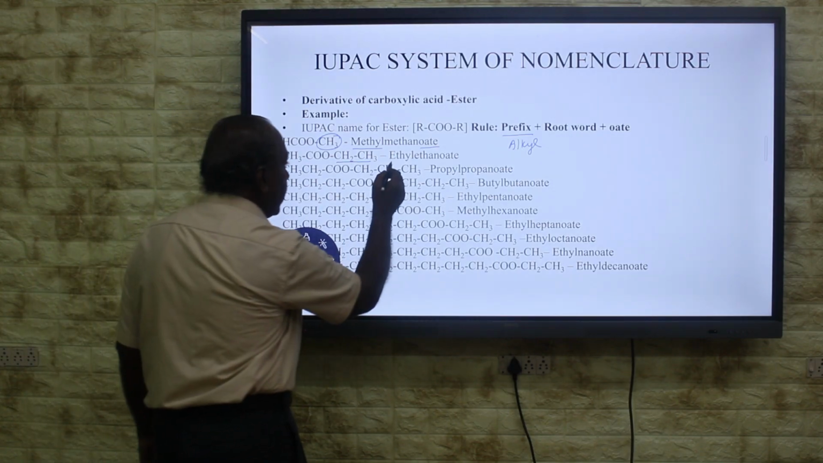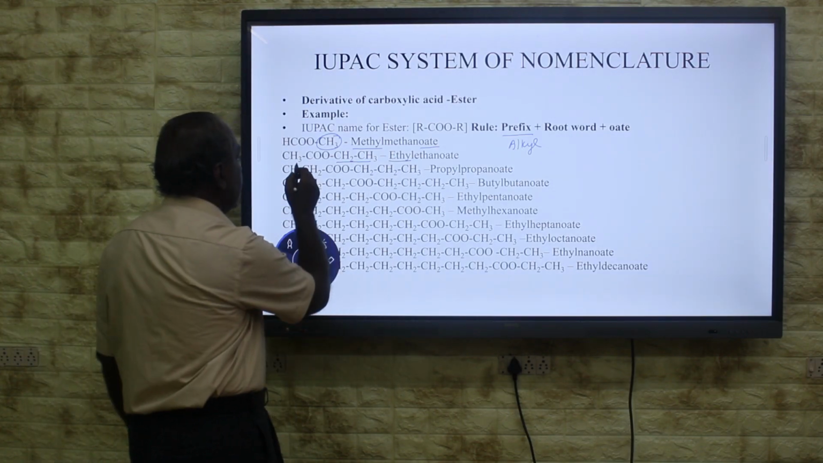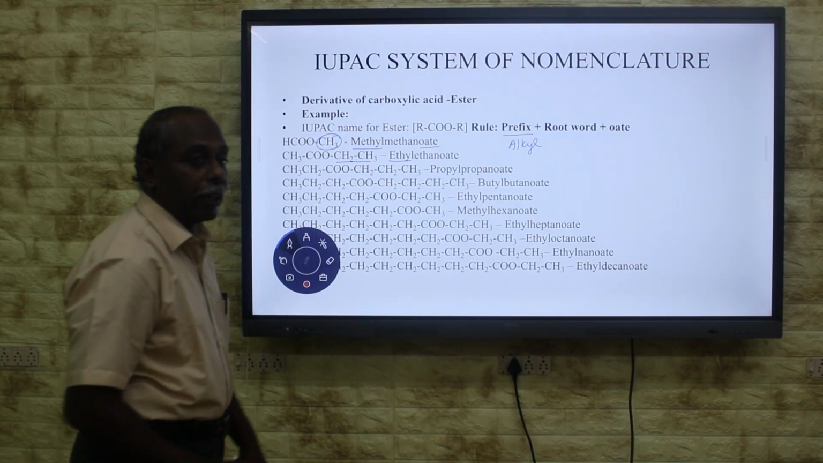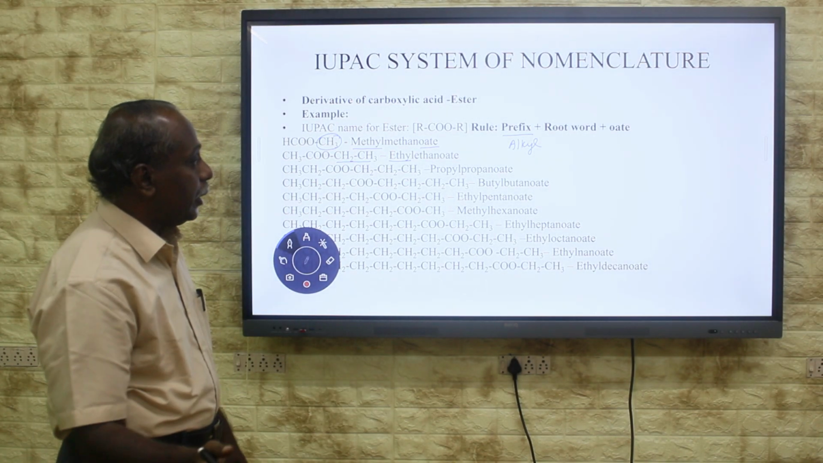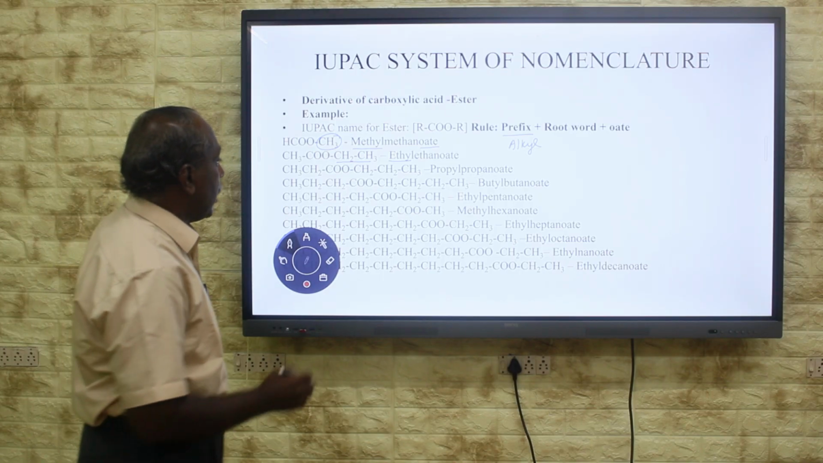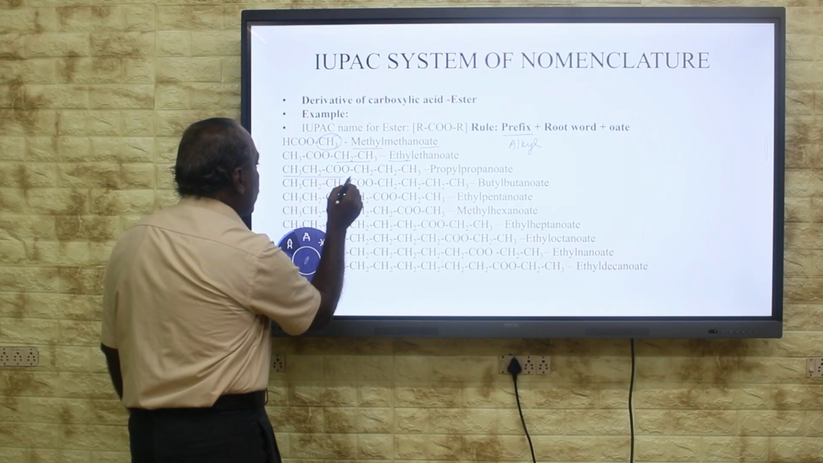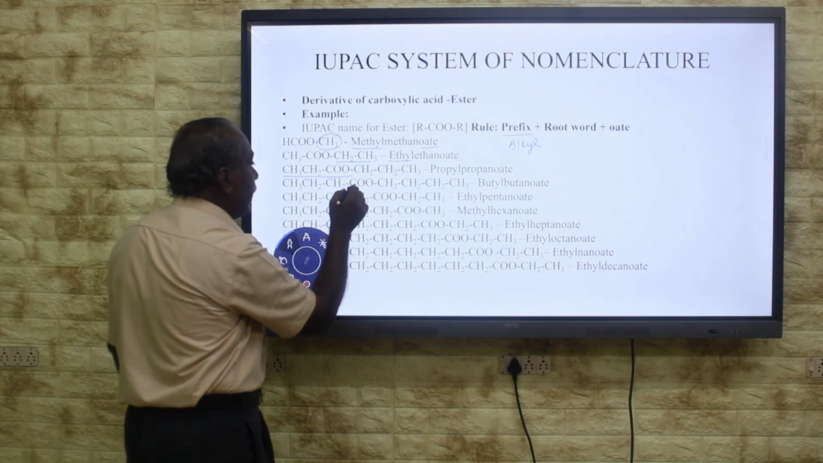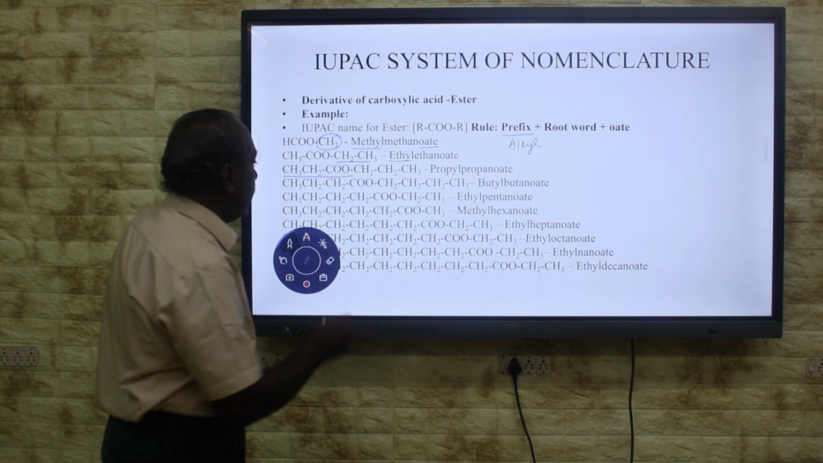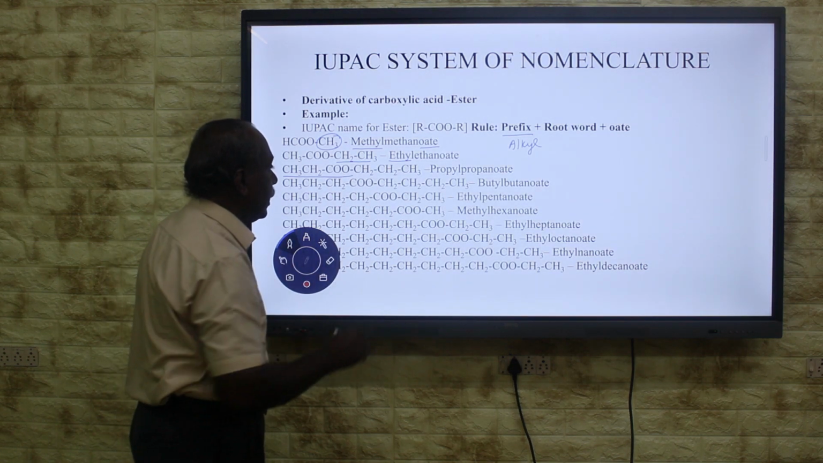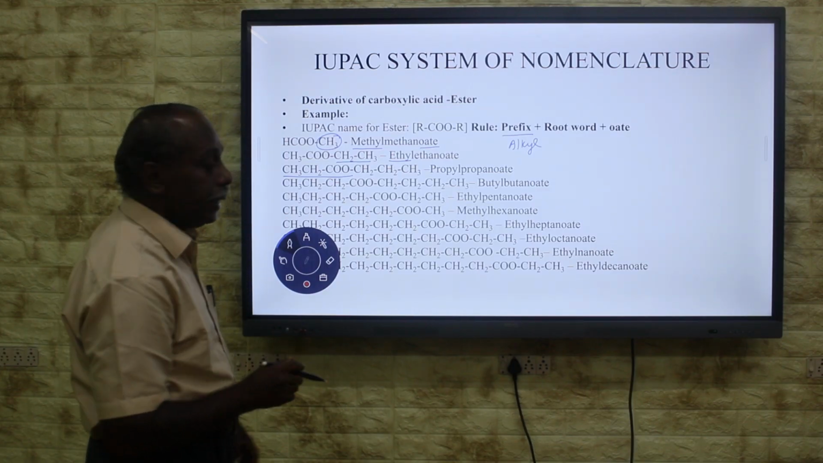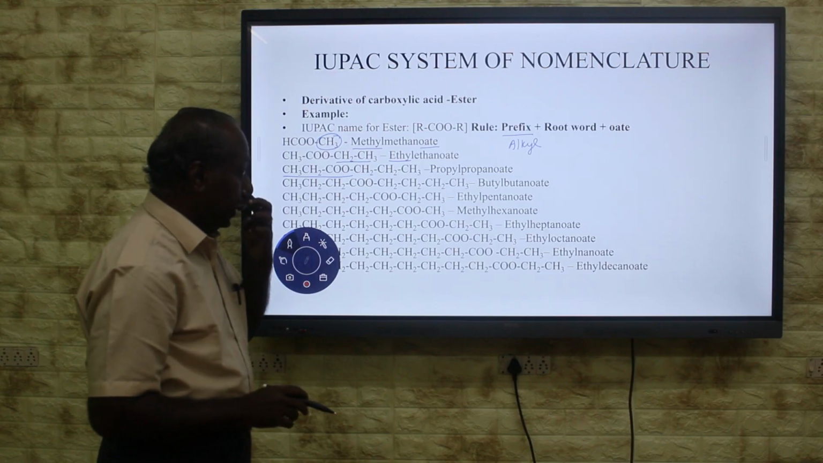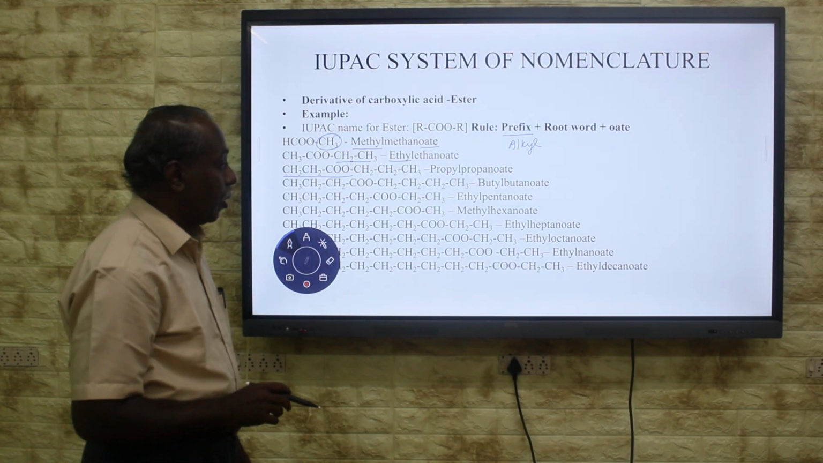Then here ethyl is the alkyl group. Therefore name should be given in the prefix. Ethyl ethanoate. It is derived from ethanoic acid. Ethanoic acid, we add ethanoate. Here propanoic acid is a carboxylic acid. In that carboxylic acid, one of the hydrogen, the COOH hydrogen, is replaced by propyl group, propyl propanoate. In that manner we are going to write the IUPAC name of this compound.